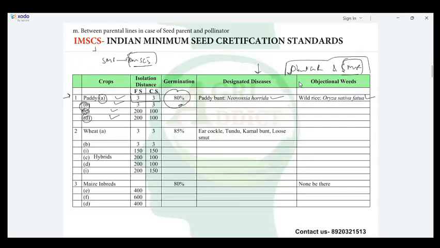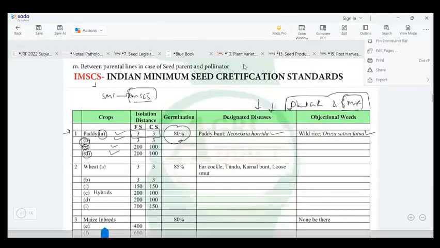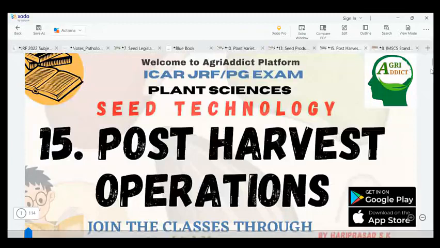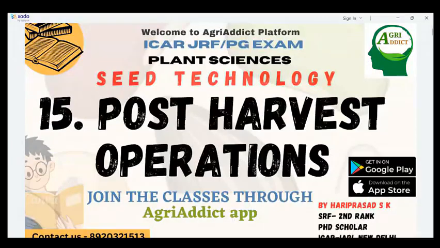SMRs and planting ratios are equally important as all the other parameters. So if you have gone through the previous year papers, you will definitely see questions on either SMR, planting ratios, objectionable weeds, designated diseases, germination, or isolation distance. So make sure to follow them. Okay, that's it, what I wanted to discuss about IMSCS.